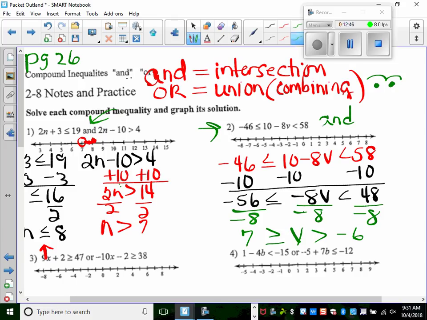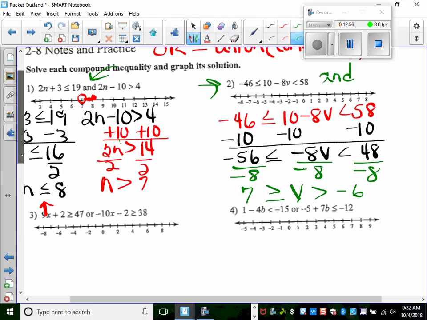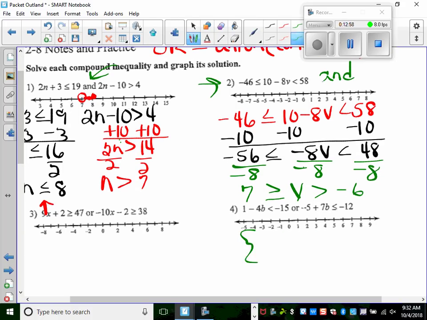The smaller number, okay? So when we reverse it now and put the smaller number first, then we're going to have all less than symbols. We reverse all the symbols. Okay, so let's put this in set builder. So I'm going to say v such that, because that's how you start off with set builder. Start with your smaller number. Negative 6 is less than v, which is less than or equal to 7.